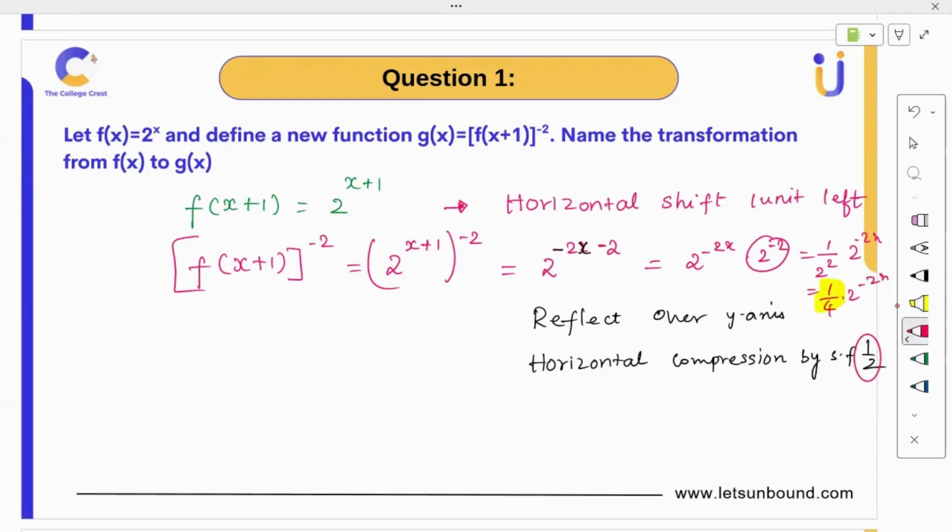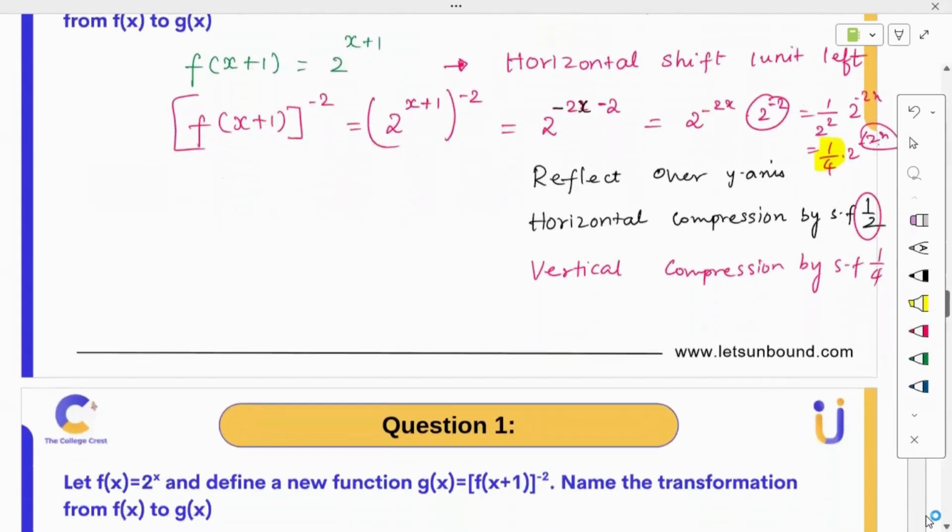So I can say I applied this reflection, horizontal compression, and 1 by 4 is vertical dilation, or vertical compression again, right? Because it's 1 by 4, by scale factor 1 by 4. Right? So this is the thing: shift 1 unit left, reflect across the y-axis, horizontal compression, vertical compression, like vertical shrink, you can say. Right. So that's the first question.